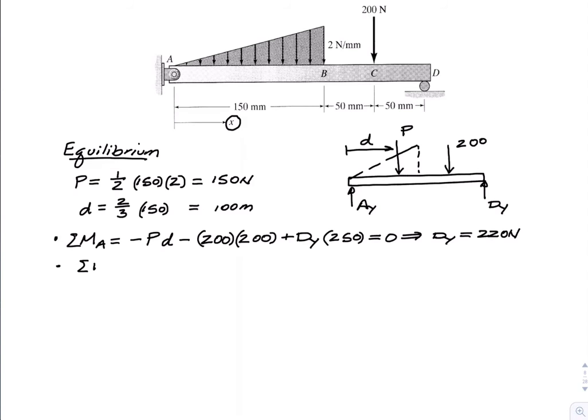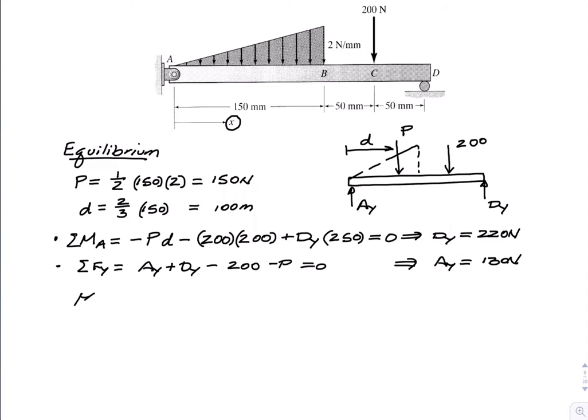We'll also sum forces in y. Summing forces in y, I get Ay, I get Dy, I have a minus 200, and then I have a minus P. For equilibrium, that is 0. So from that equation, and using the value of Dy above, I get that Ay is equal to 130 Newtons. So we've done the efforts that we need there to find the reactions at A and D.